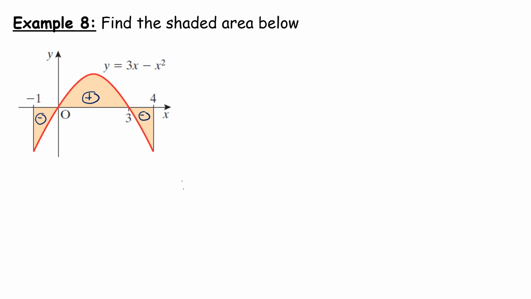So let's work out what the area would be. So we have the area of the first piece. I'm going to call this piece 1, and like we said, that's negative. I'm going to call that piece 2, and I'm going to call this piece 3. So the area of the first piece, we're going to integrate between -1 and 0. We're integrating 3x minus x squared, with respect to x.